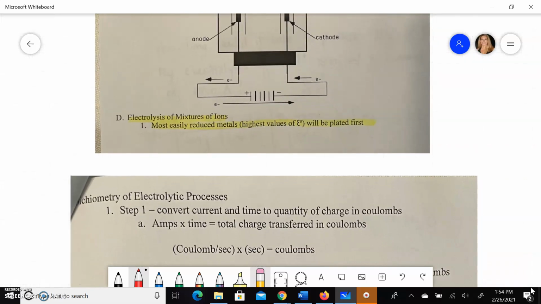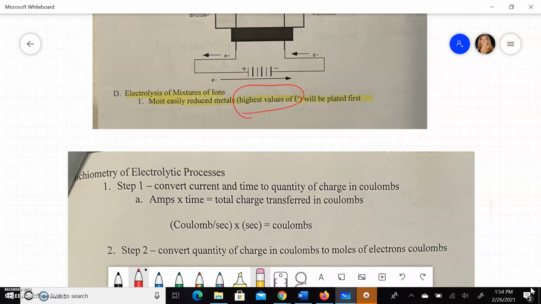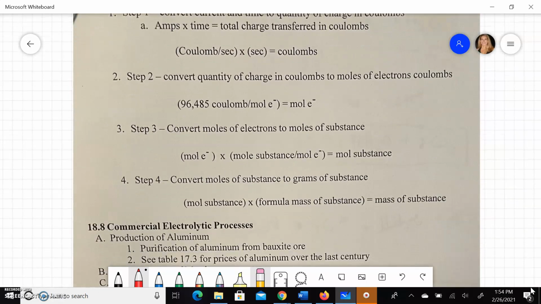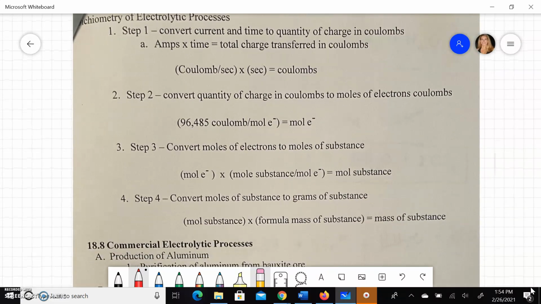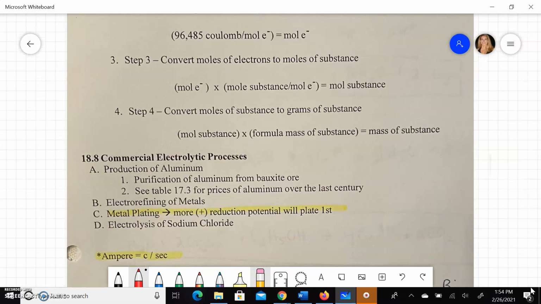When there's a mixture of ions, the one that's most easily reduced, which would be the highest positive value of E cell, will be plated first if it's a competition. So if they ever give you some and ask you which one will be plated first, you're looking for the higher value of the E cell. And then this is going to walk you through all the different steps for doing one of these big fences, but I'm just going to work through one of these for you, and I think it'll make more sense.